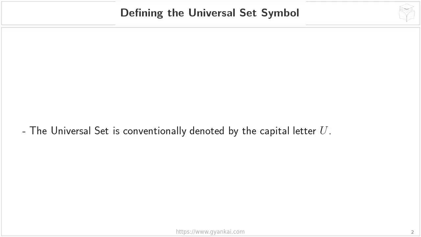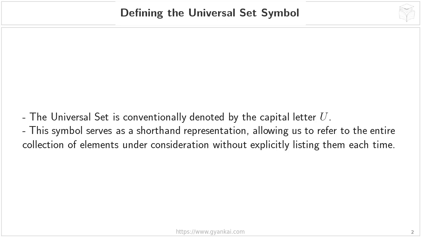Defining the universal set symbol. So let's move on to how we represent this universal set. As we discussed on the previous slide, the universal set is fundamental to understanding relationships between different sets. Now, to avoid writing out universal set repeatedly, mathematicians use a standard notation. The first point here states that the universal set is conventionally denoted by the capital letter U. So, whenever you see a capital U in set theory, you immediately know it refers to the universal set. This U acts as a shorthand.